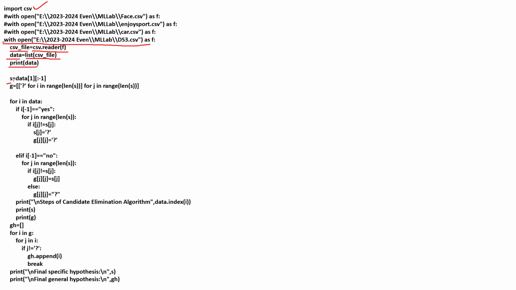Okay, that means we are not initializing with the five values. We're directly copying the first one to here. Then G, general hypothesis. Put question mark. How many question marks? That is the range of S. That many number of question marks. If there are five attributes, you should have five question marks in G. It depends on the number of parameters.